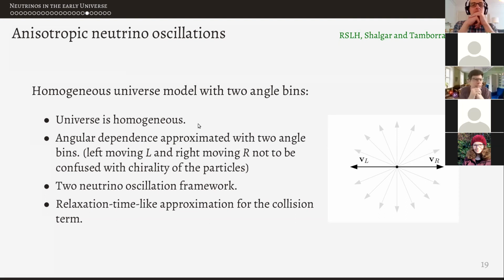Here are some of the details of the model that I will talk about. We still assume a homogeneous universe. We use this 2-neutrino oscillation framework, and we approximate the collision term because evaluating it in full is too hard numerically. And then we use two directions, so only 2 angle bins, in order to model the anisotropy of the universe.